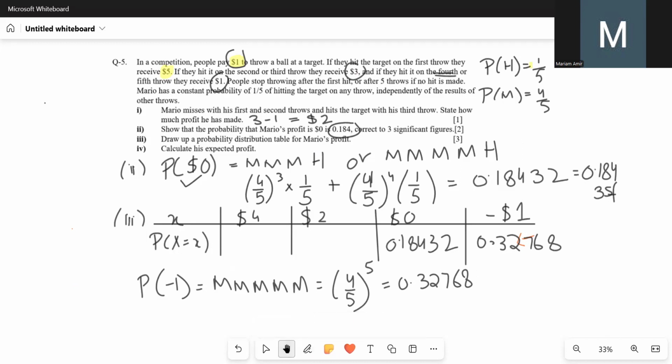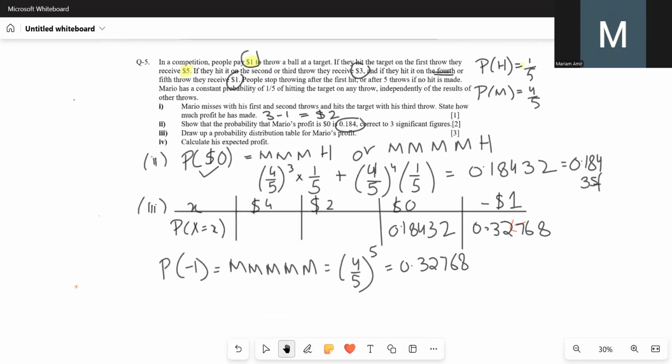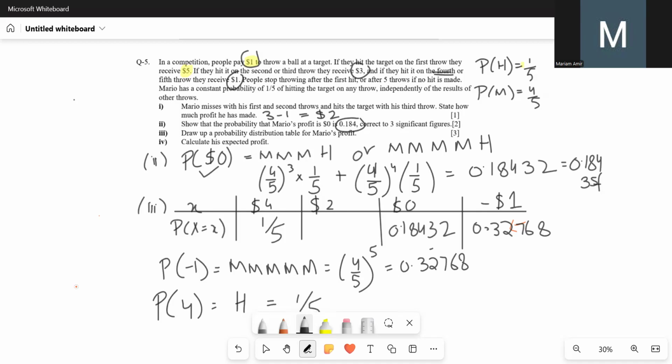Next, we could either find for $4 or $2. I'm going to find for $4. So the probability that the profit is 4 would be: first should be a hit. So it's just going to be a hit in the first attempt. So that's a probability of 1 by 5. So the probability of making a profit of $4 is 1 by 5, or since everything else is in decimals, we're going to write 0.2.